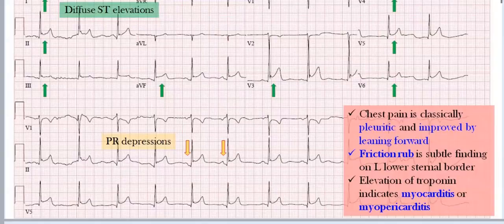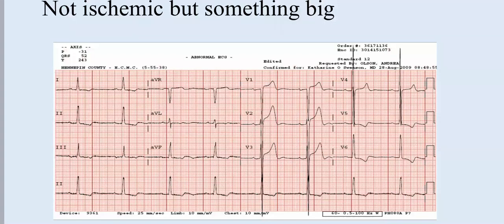Now, not ischemia, but something big. What is this here? Now I'm seeing T-wave inversion and probably ST segment depression. What is this? Anybody? So this is a hypertrophy pattern, and this is a strain pattern, okay? This is left ventricular hypertrophy by the voltage criteria, and we have a strain pattern as evidenced by the T-wave inversion and the sagging of the ST segment.